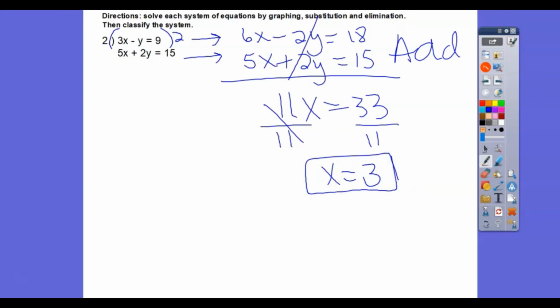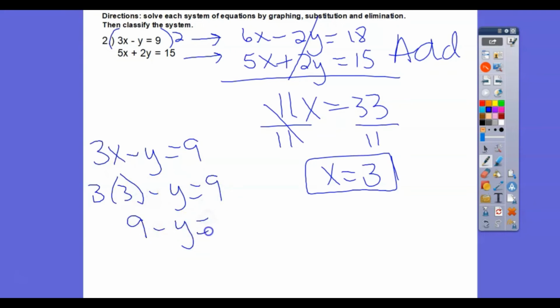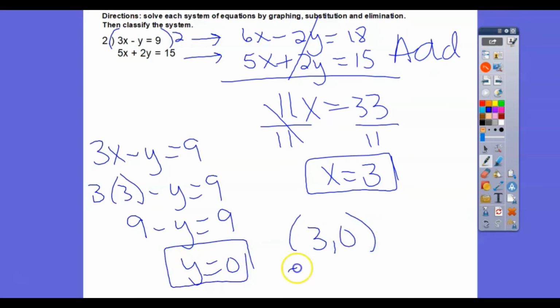Now that x is equal to 3, I can go back to any of the equations and plug it in. So if I choose the top equation, 3x minus y equals 9, and x is equal to 3, that gives me 9 minus y equals 9, which of course means y has to be 0. So my answer is the point (3, 0), and you would call this consistent and independent. So it's the same exact answer we've gotten every single time. We did the same exact problem, number 2, with either graphing, substitution, or elimination.